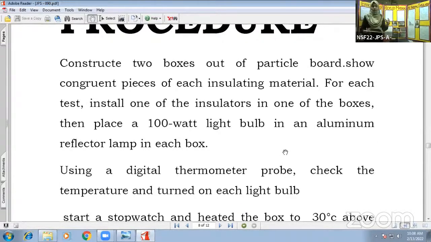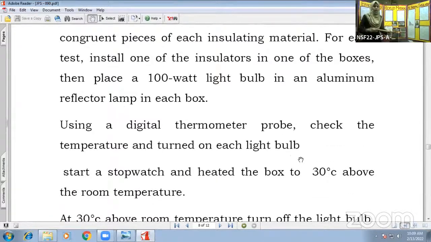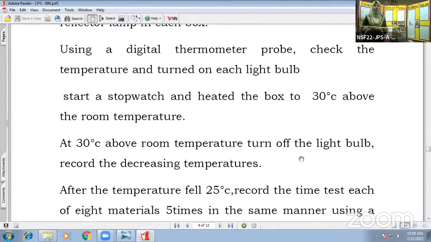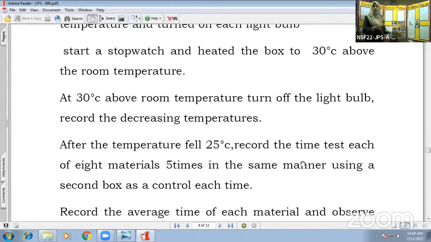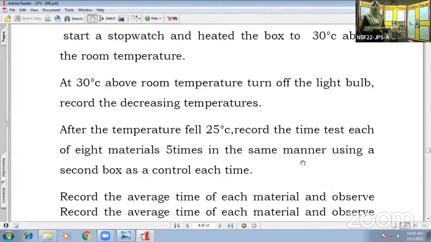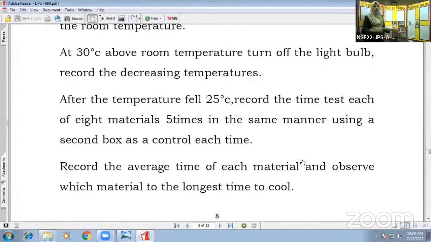Using a digital thermometer probe, check the temperature and switch on the light bulb. Start a stopwatch and heat the box to 30 degrees Celsius above room temperature. At 30 degrees Celsius above room temperature, switch off the light bulb and record the decreasing temperature. After the temperature fell 25 degrees Celsius, record. Repeat for the 5 boxes 5 times, using the second box as a control each time. Record and observe which material took the longest time to cool.